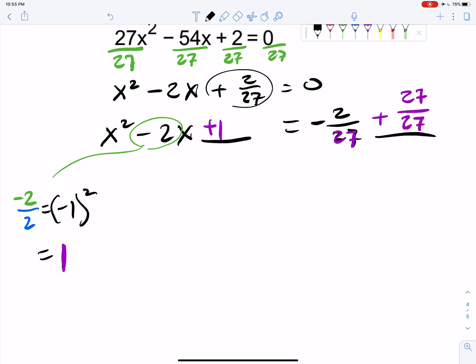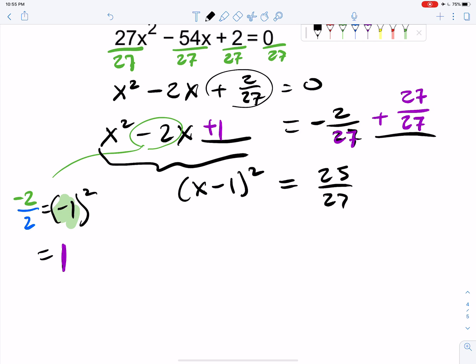So on the left-hand side, we have a nice perfect square trinomial, which factors down to x minus 1 quantity squared. Remember, don't look too hard. Don't hurt yourself. It's right there, right, when you factor it down. Then on the right-hand side, we've got a negative 2 plus 27. So this is a positive 25 over 27. And now we want to use our square root property by square rooting the left and square rooting the right, never forgetting our plus or minus.